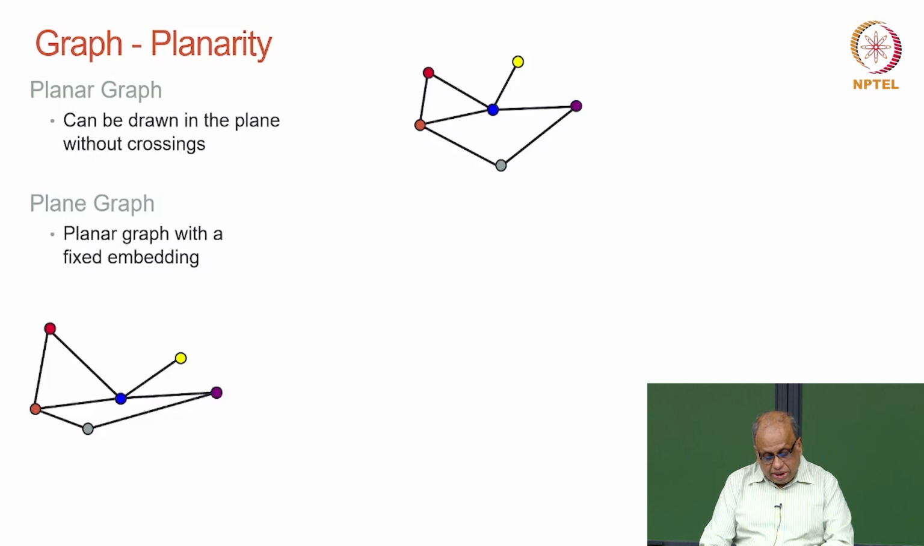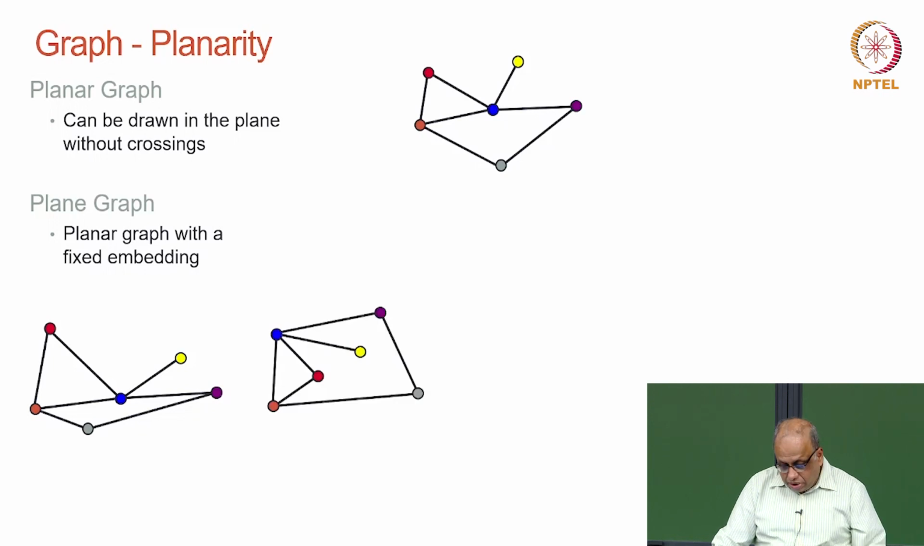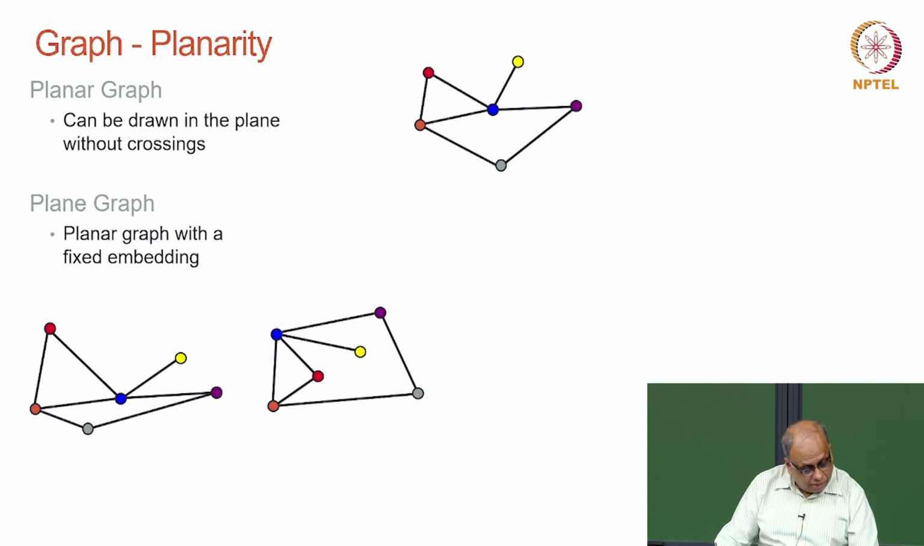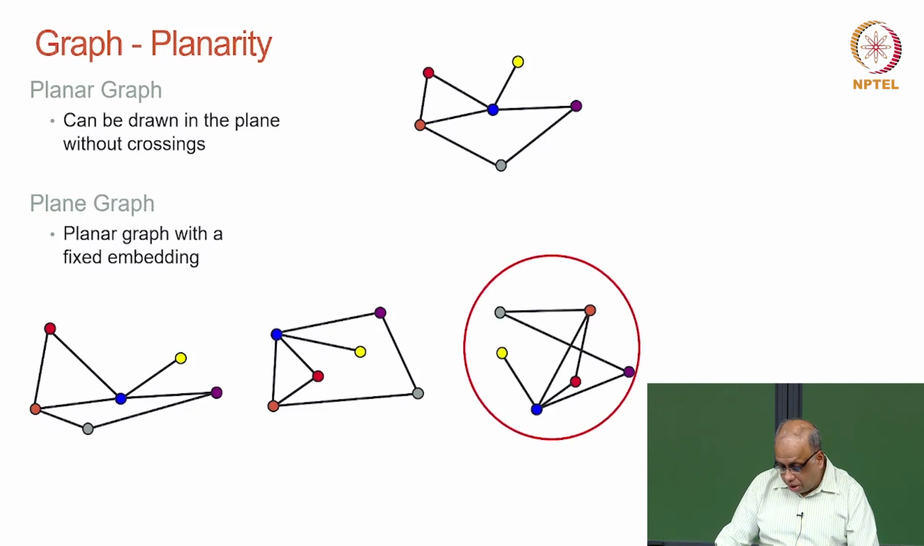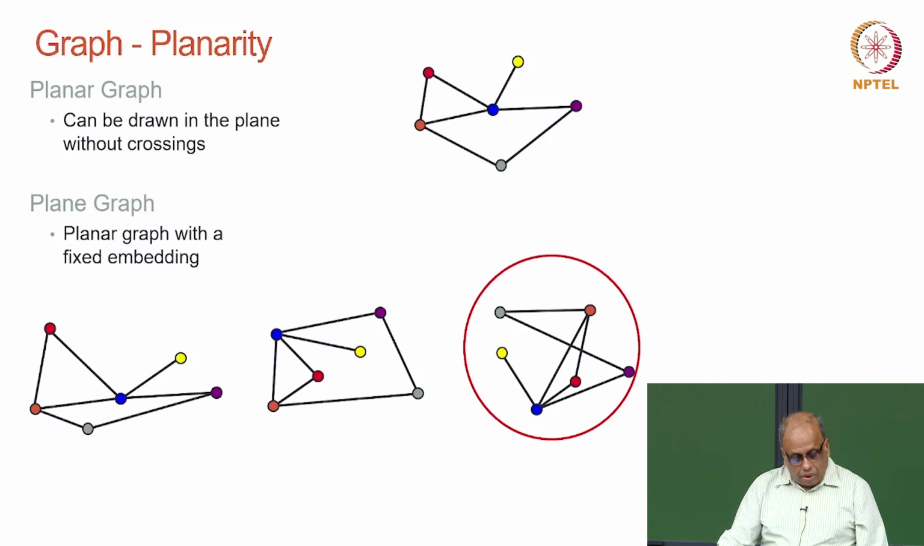So for example, this is a planar graph which has one embedding as a fixed graph. This is the same graph, another embedding of the same graph in a plane. And this one is the same graph where it is not a plane graph. It is a planar graph but not a plane graph because you have drawn it with edge crossing.